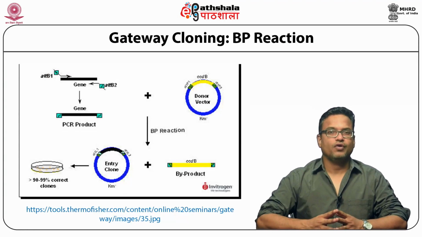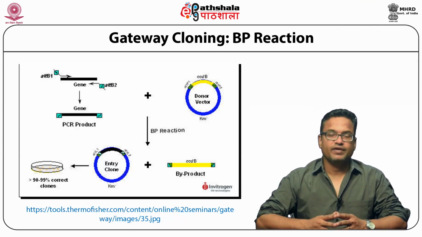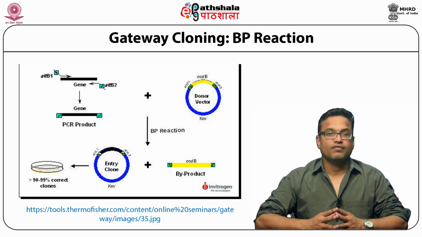So here is an overview of the BP reaction. In this schematic, you can see that we have amplified our gene of interest with specific att sites, att1 and att2, and also in our vector, which is our entry vector, entry clone at this moment, we have similar sites named 1 and 2. Now once we incubate this reaction, we see a recombination which results in cloning of our gene of interest into the vector, but also results in a byproduct.